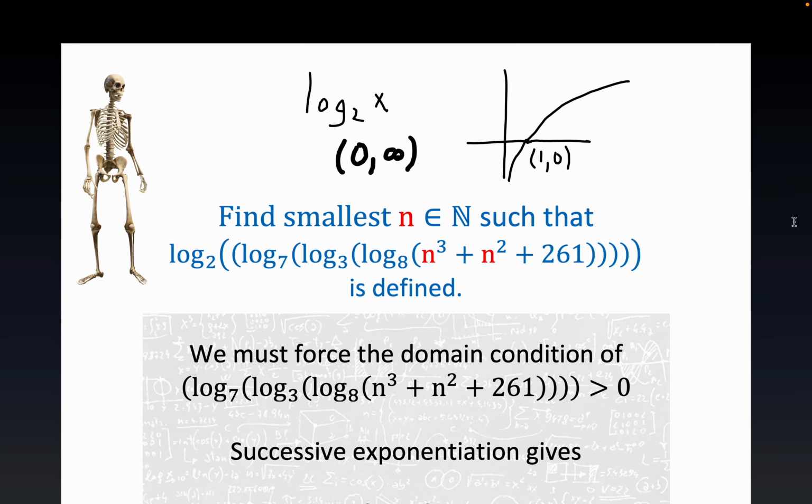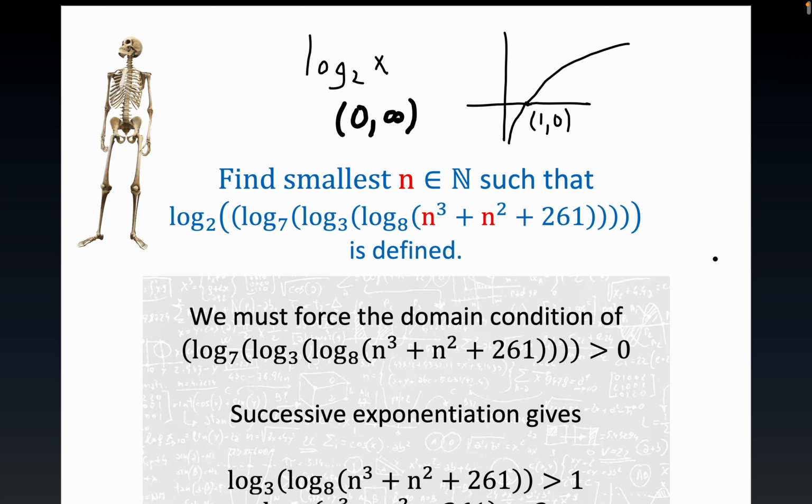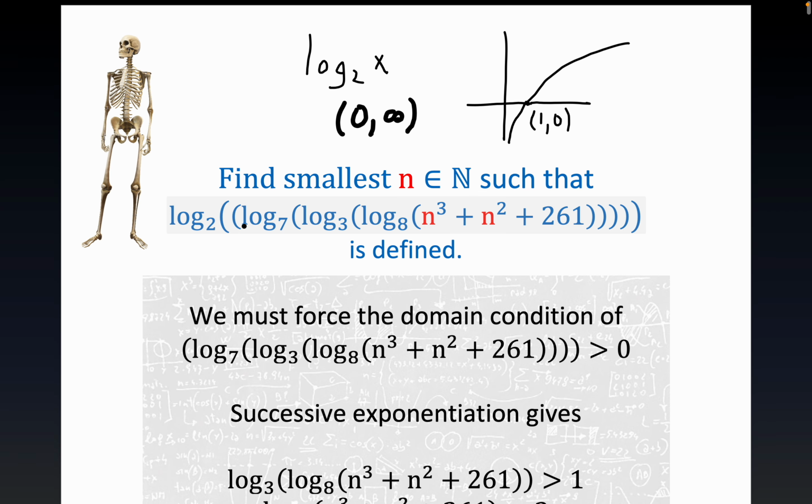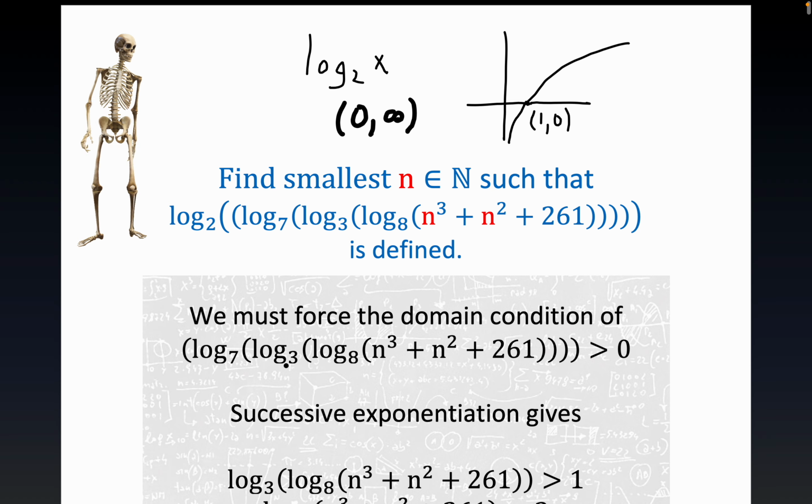Okay. Now, the next big idea right here is we must force the input. Here the input is x. Here the input's far more complicated. It's log base 7, log base 3, log base 8 of the quantity n cubed plus n squared plus 261. So this simple observation right here just extends to this, where we have to force the input to log base 2, which is this expression right here that I just stated.